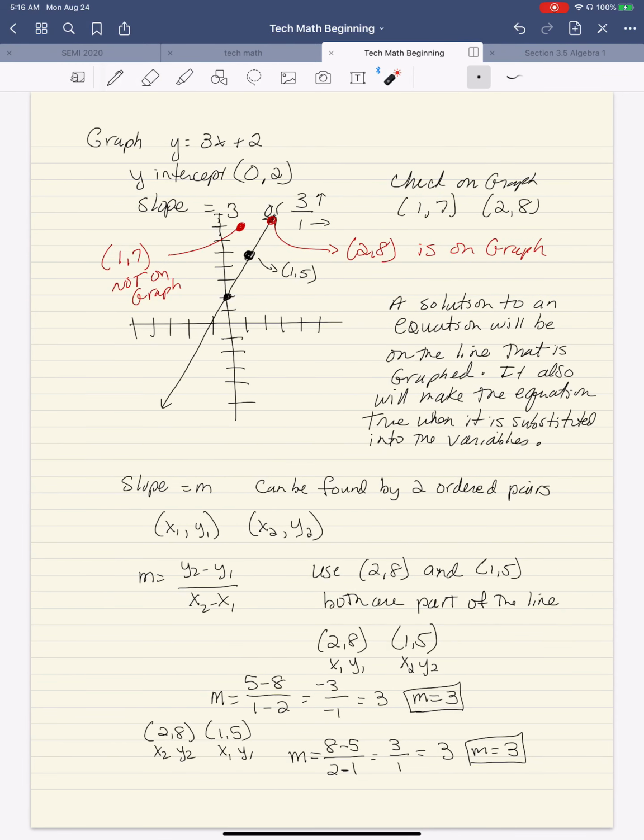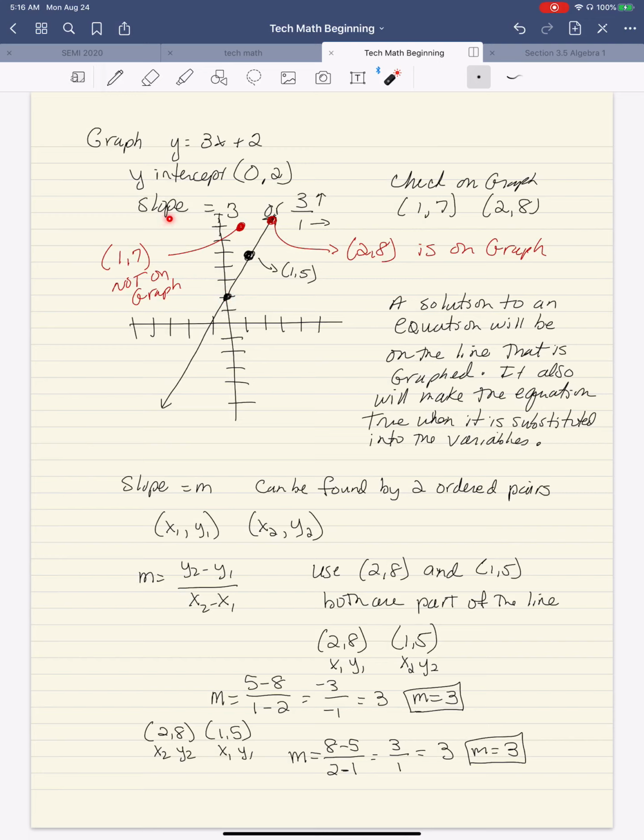What does that mean on a graph? The same equation, y equals 3x plus 2, is in slope-intercept form. So the y-intercept is here, 0, 2. The slope is a 3, right here. So first I'm going to start with the ordered pair 0, 2. So 0, 2, that's the y-intercept.